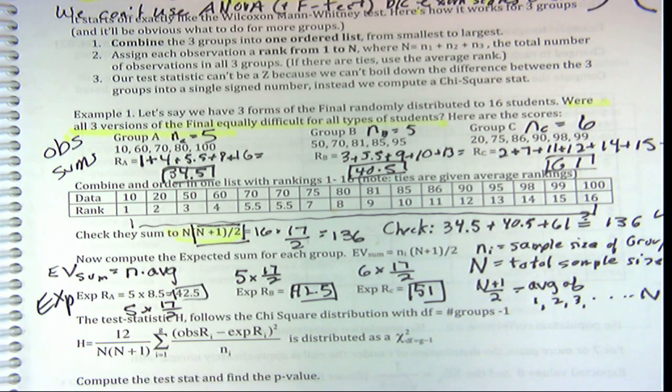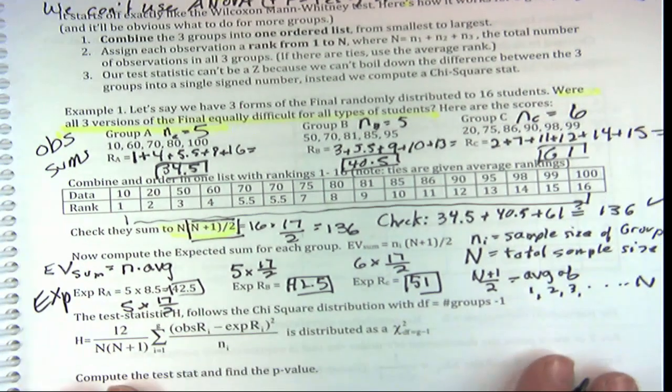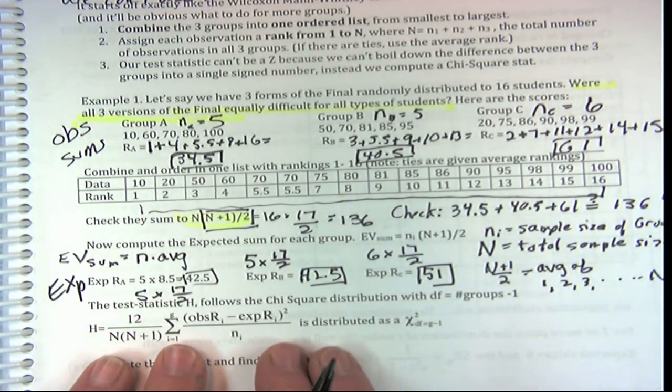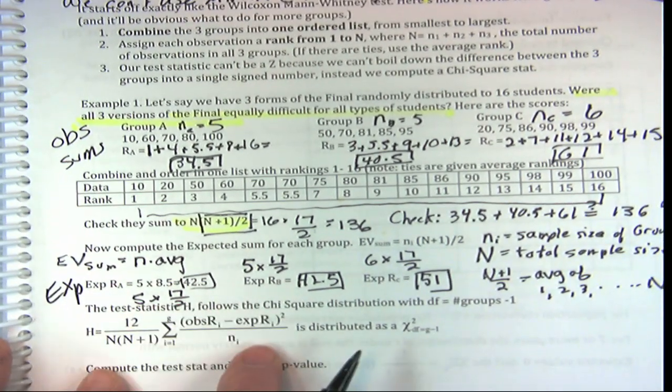Now we did this exact same thing, these same formulas and everything last time. And then we just said, okay, we can do a z-test, right? We said observed minus expected over the standard error. We did that last time. But now we can't do a z-test because we have 3 groups. So we have to do basically a chi-square test. This, in fact, is a chi-square test.